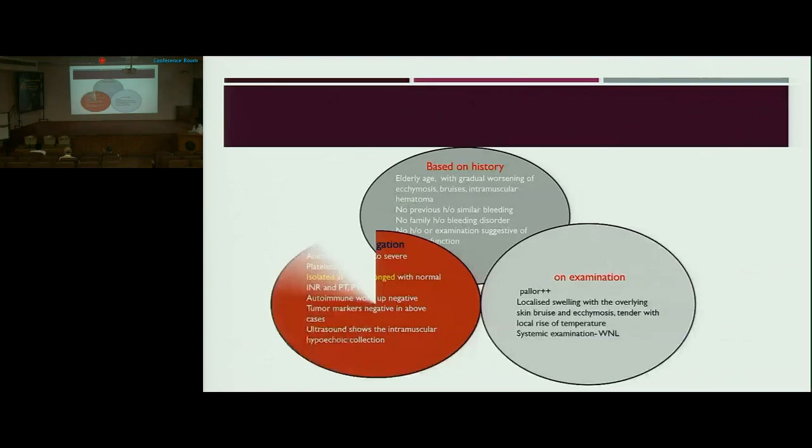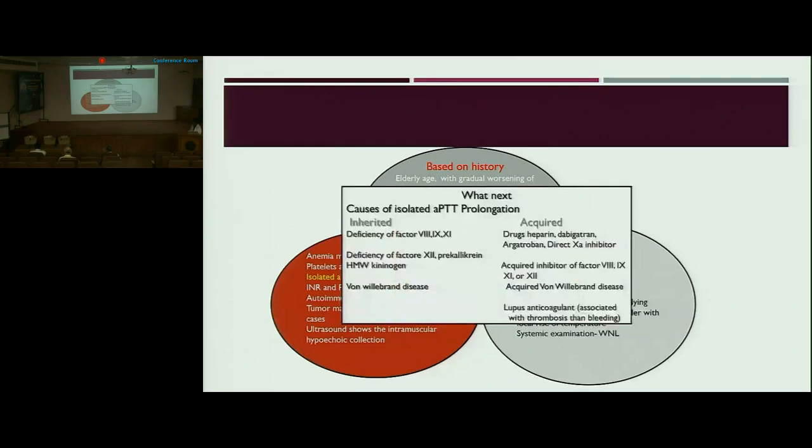Based on the investigations, we have isolated APTT prolongation with platelets within normal limits and severe anemia. We have causes for the APTT prolongation: inherited and acquired. Inherited, we are not thinking of because of the age at presentation, site of bleeding, and no prior history of bleeding or family history of a bleeding disorder.